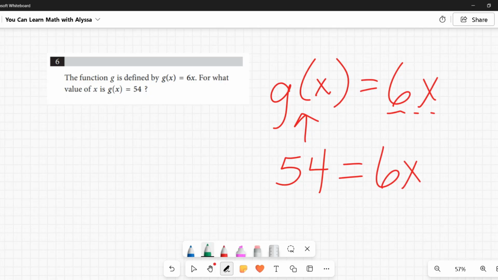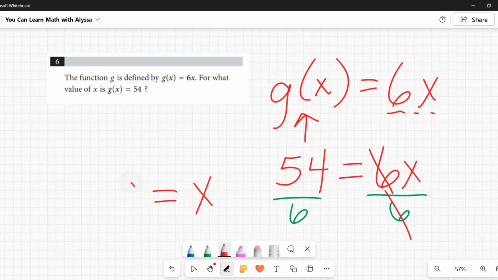Well, now I have a much more straightforward algebra equation. If 54 is equal to 6 times x, I want to solve for x. I need to undo what's been done. x is being multiplied by 6. The opposite of that is division, so I'm going to divide both sides by 6. On the right side, the 6's cancel out, so I just have my x left behind. And 54 divided by 6 is 9. So that is my answer, 9.